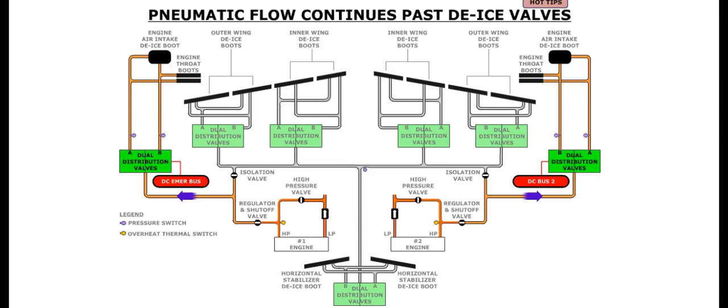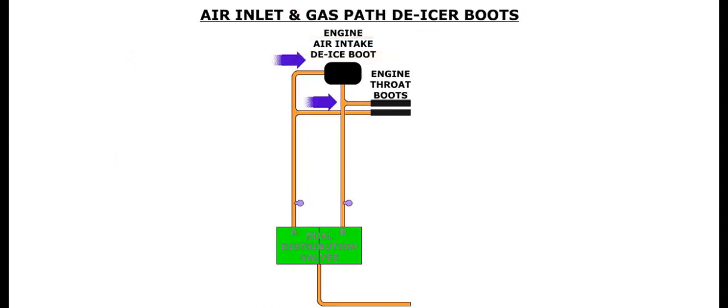After the de-ice valves, the pneumatic air travels up to the engine dual distribution valves. These valves are electrically controlled and pneumatically operated. The engine dual distribution valve splits the air supply in two. Each line then feeds air to the air inlet de-icing boot and the gas path de-icing boot. This last de-icing boot is also known as the throat boot.